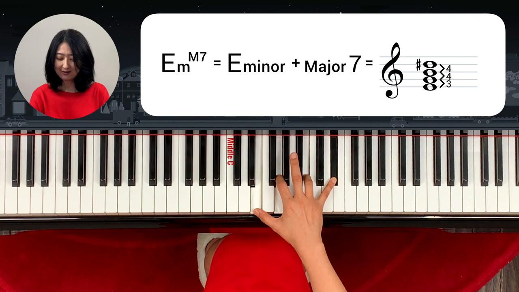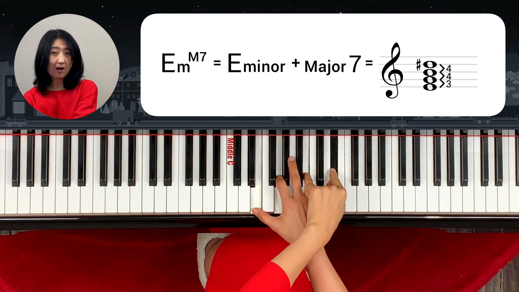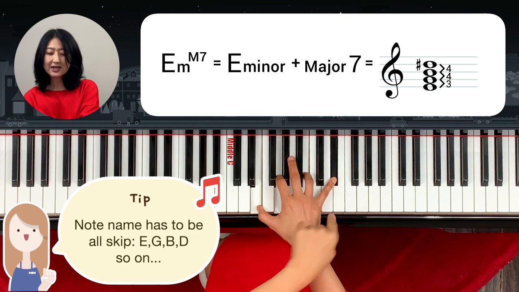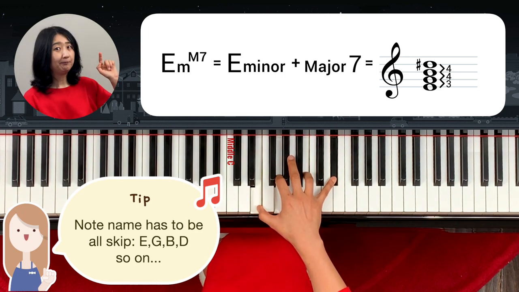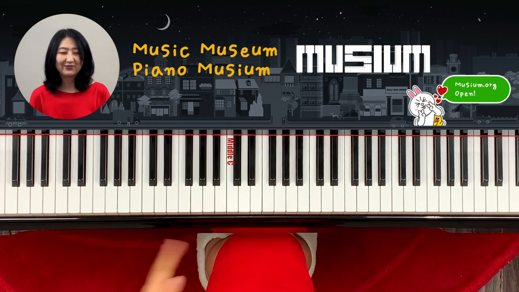Now, how do we write it on the staff? E, G, B, and D sharp instead of E flat. Why? Because it has to be all skips. The letter names have to skip. Got it? So this is a D sharp. Then, what about the next one?